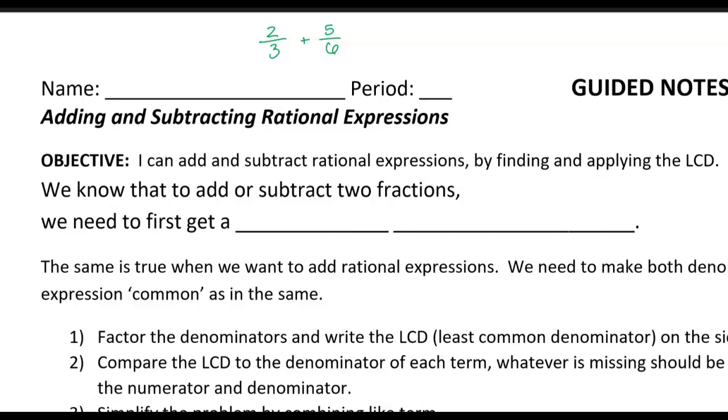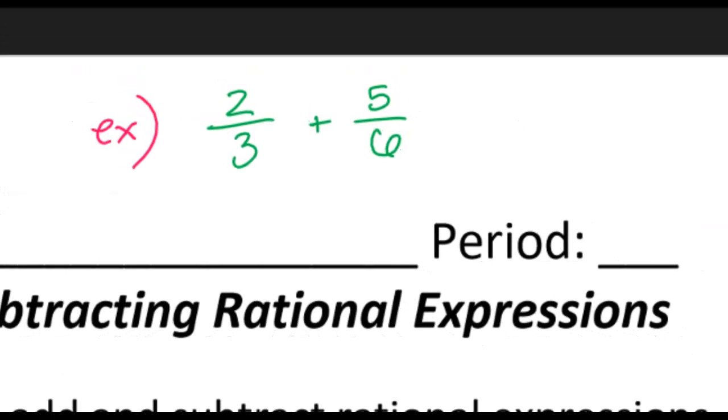Yes, before you add or subtract fractions, you need a common denominator. So in our little example up top, 2/3 plus 5/6, how do we go about getting a common denominator? Yes, you multiply 2/3 by what over what? What will make 3 the same as 6? 2 over 2. That's what we're multiplying by.